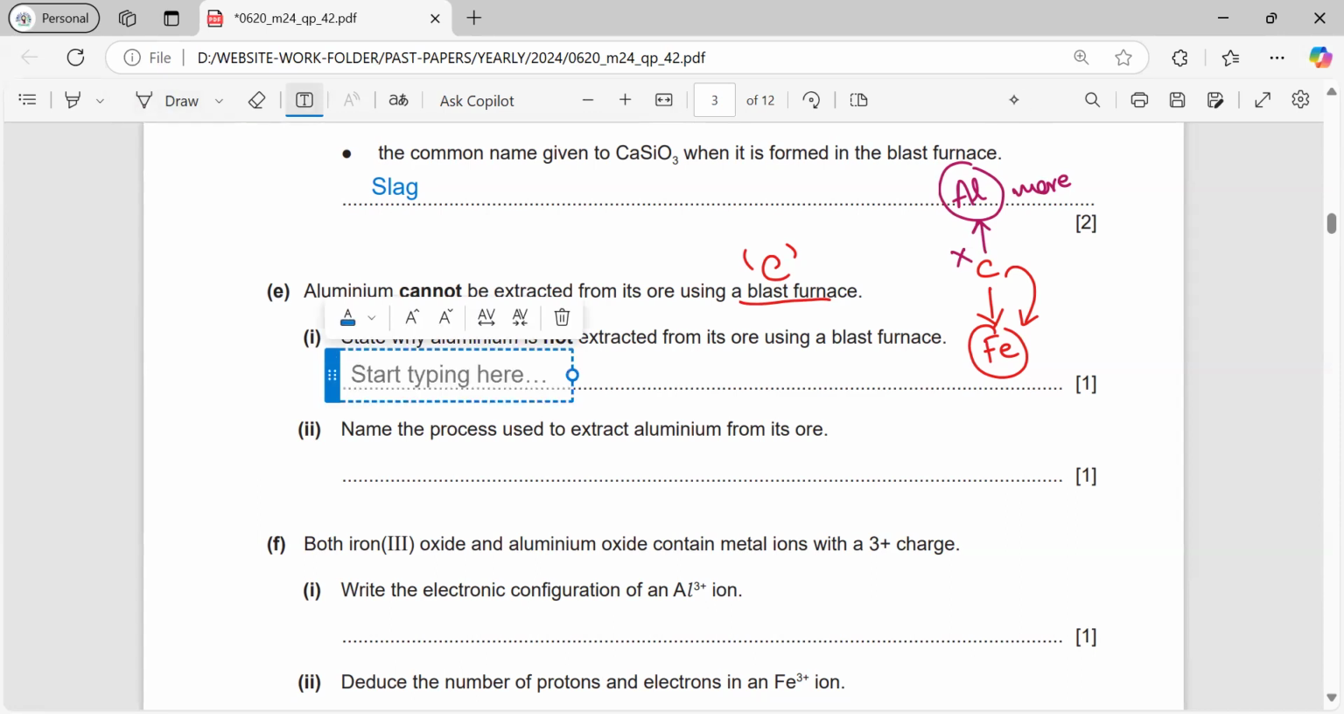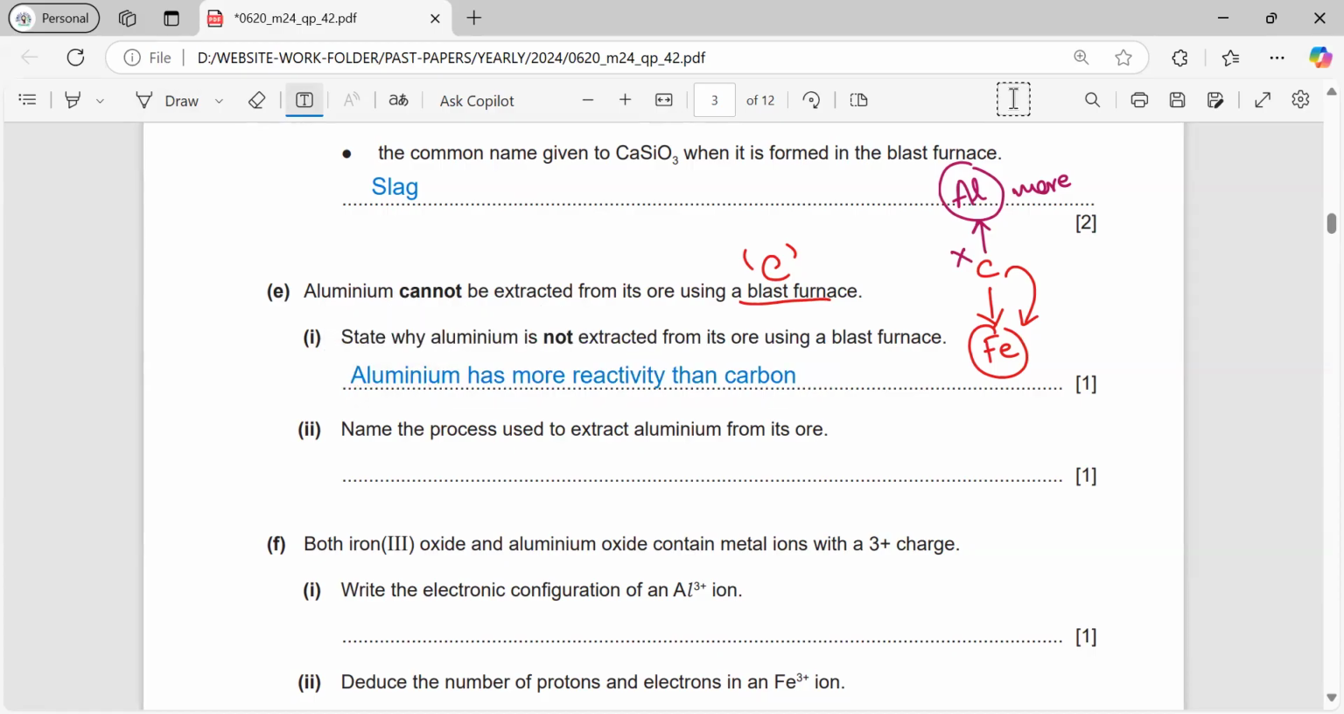So why can aluminium not be extracted? Because aluminium has more reactivity than carbon. Name the process used to extract aluminium. The higher reactive elements which cannot be extracted by carbon can be extracted by passing electricity. So, the process is called electrolysis.